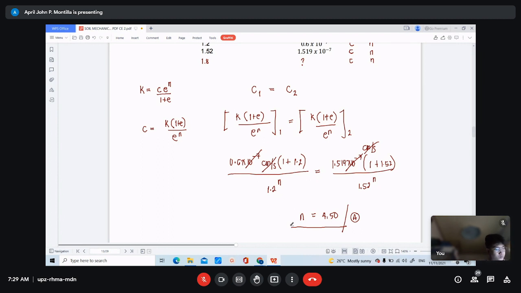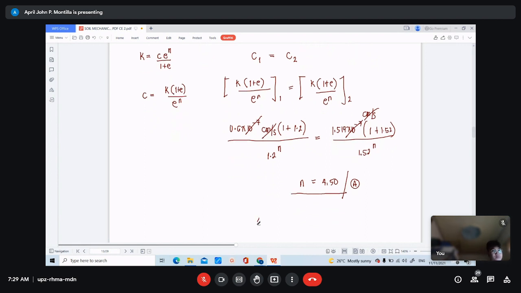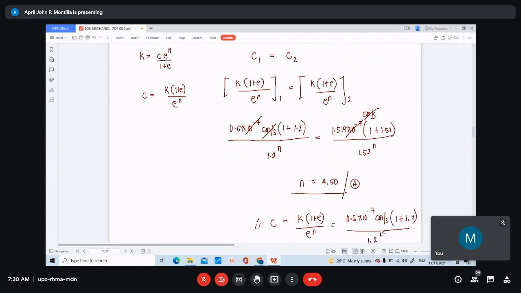Kapag na-compute nyo na yung variable n, you can now compute variable C using equation of C1 or equation of C2. Kahit anong gamitin mo, parehas lang yon dahil in-equate natin yung dalawa. Therefore, variable C is equivalent to k multiplied by 1 plus e over e raised to n. Gagamitin lang natin itong unang set of values natin. And that is 0.6 times 10 raised to negative 7 centimeter per second multiplied by 1 plus 1.2 over 1.2 raised to n, which is 4.50.